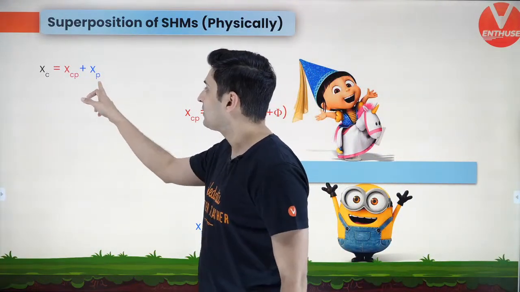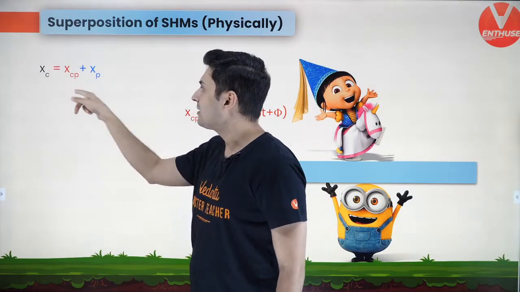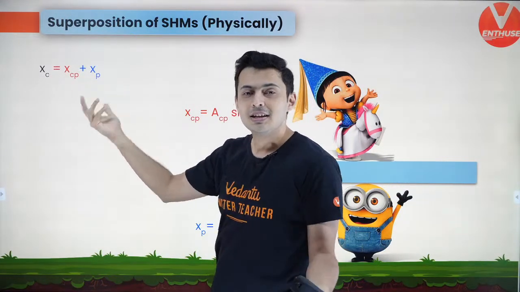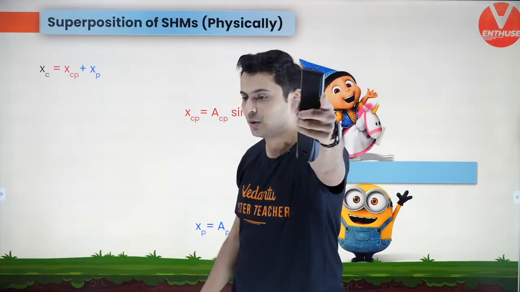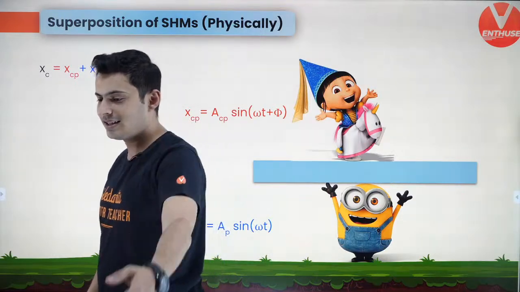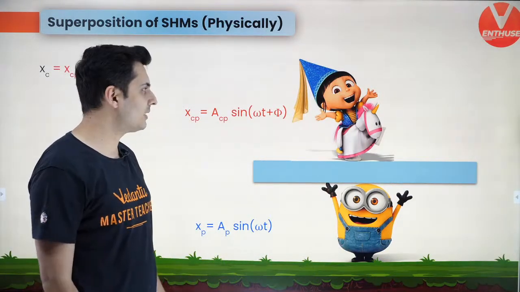In fact, if you shift xp to the left hand side, you will get xcp is xc minus xp. That is the definition of relative motion. x12 is x1 minus x2. I hope you guys got it. Agreed? Everyone understanding it? So now, do you understand what is the meaning of superposition of SHM?